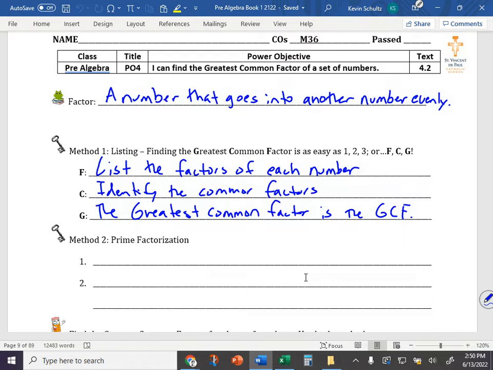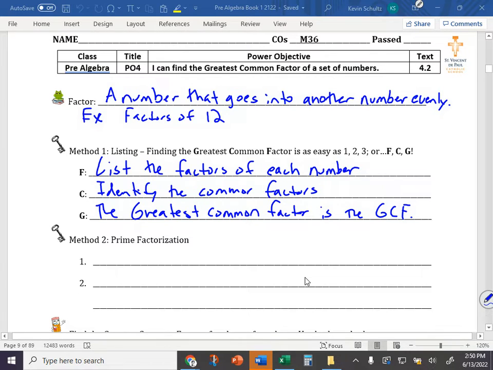So today we talked about greatest common factor. It is a number that goes into another number evenly. For example, the factors of 12 would be 1 and 12, 2 and 6, and 3 and 4, right? 1 times 12 is 12, 2 times 6 is 12, and 3 times 4 is 12. 7 would not be a factor of 12, for example, because it doesn't go into 12 evenly. Okay? 10 would not be a factor because 10 doesn't go into 12 evenly. Nothing greater than 12 can be a factor because nothing greater than 12, again, can go into 12 evenly.